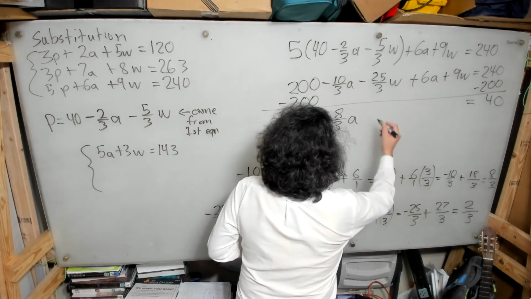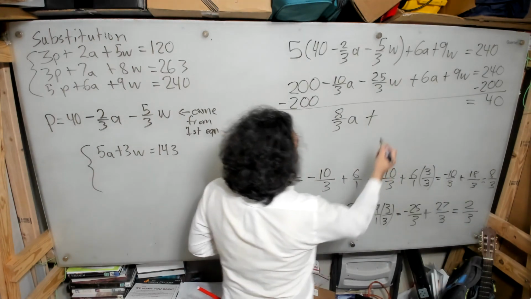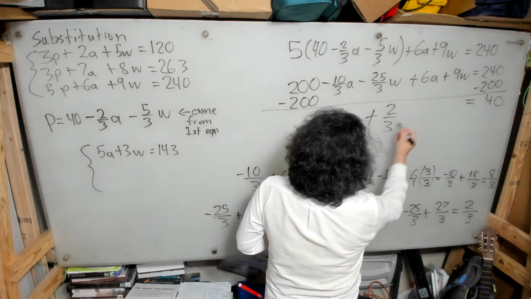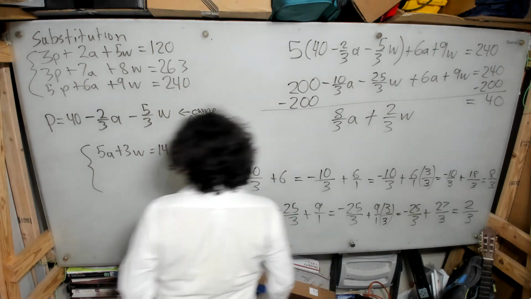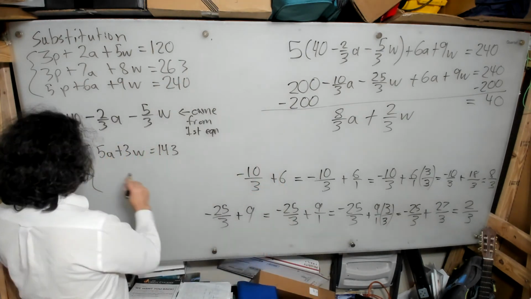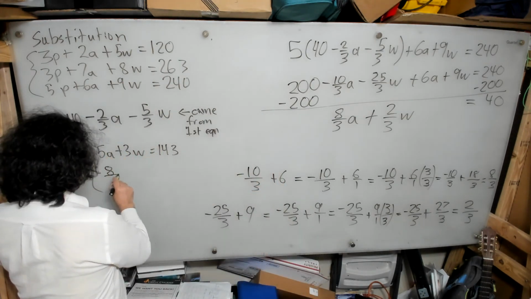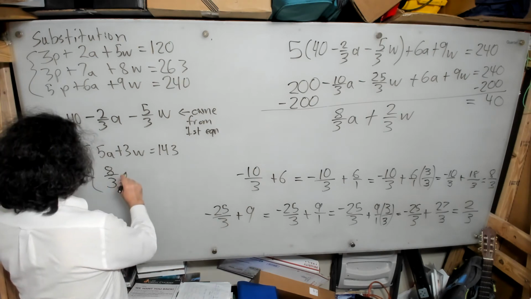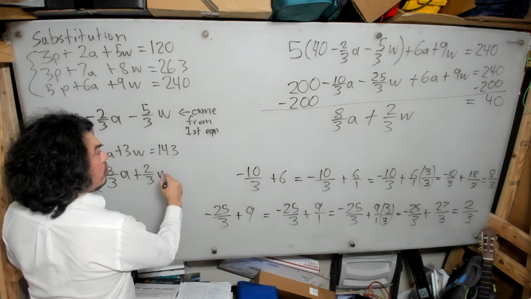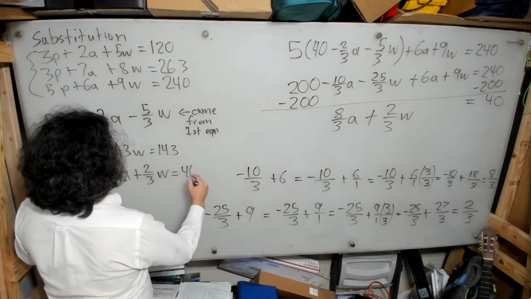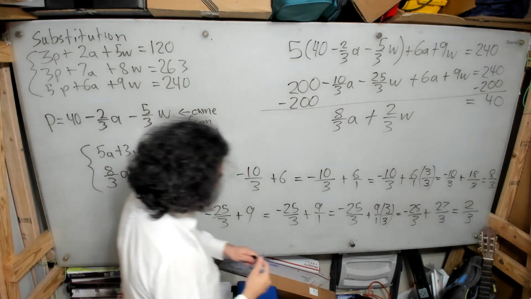So now here, this becomes plus 2 over 3w, and that of course equals 40. And so this then becomes our second equation for our system over here. 8 over 3a plus 2 over 3w equals 40. Okay?